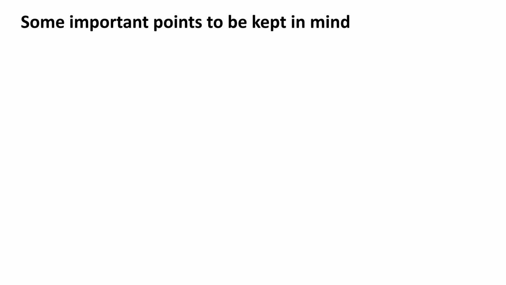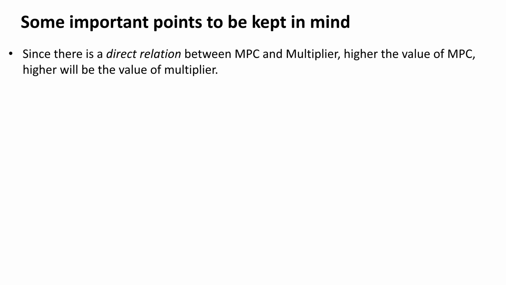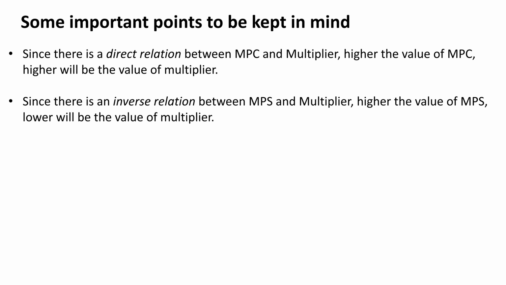Some important points need to be kept in mind while understanding the concept of investment multiplier. Since there is a direct relation between marginal propensity to consume and multiplier, higher the value of MPC, higher will be the value of multiplier. And since there is an inverse relation between marginal propensity to save and multiplier, higher the value of MPS, lower will be the value of multiplier.